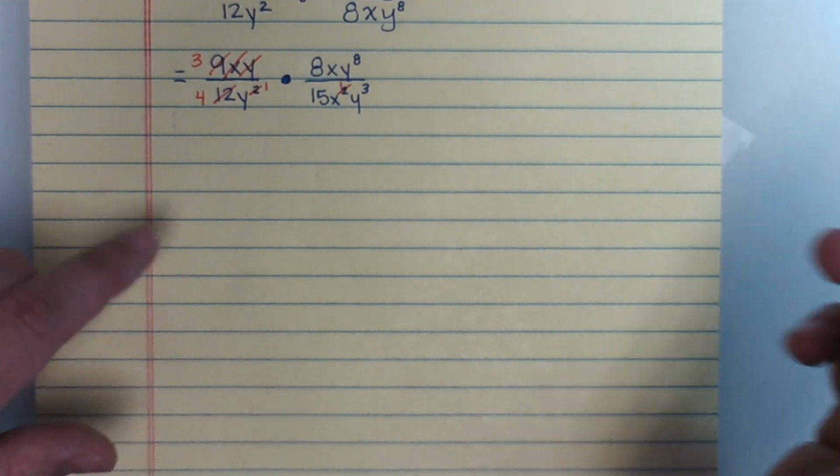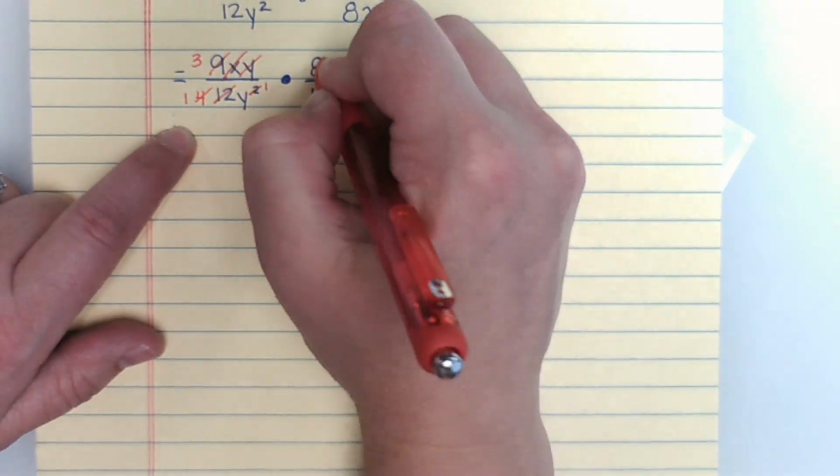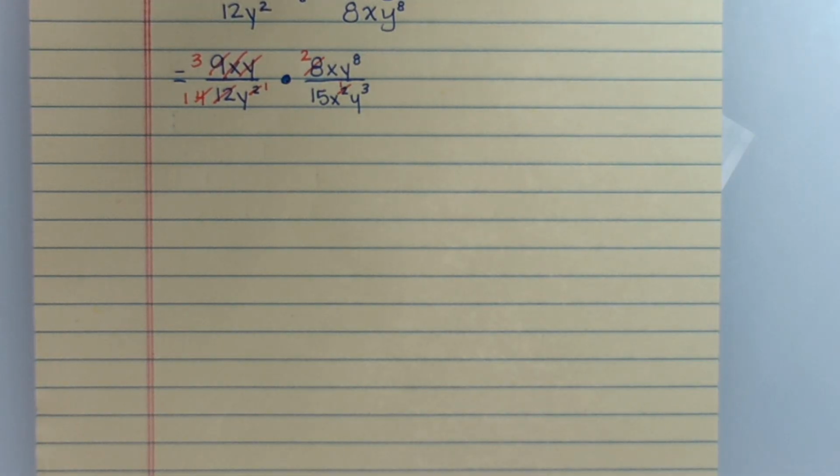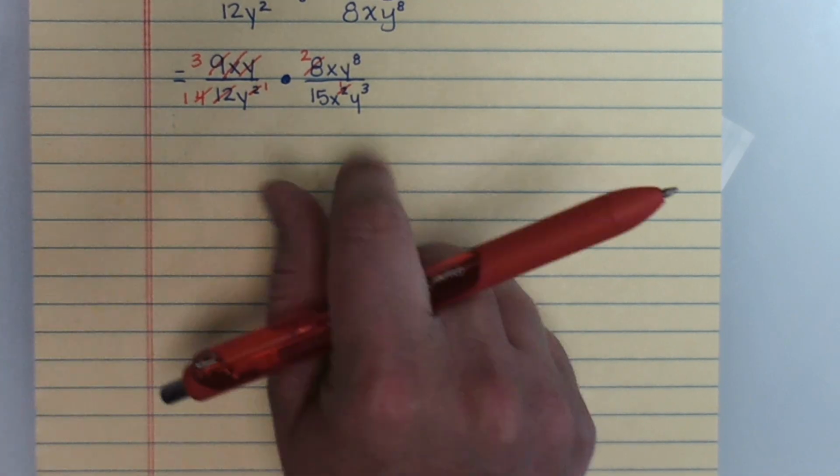Are there other things? Four. Take a 4 off of both of these. That now becomes a 1. This now becomes a 2. Is there more? 3 and 15.